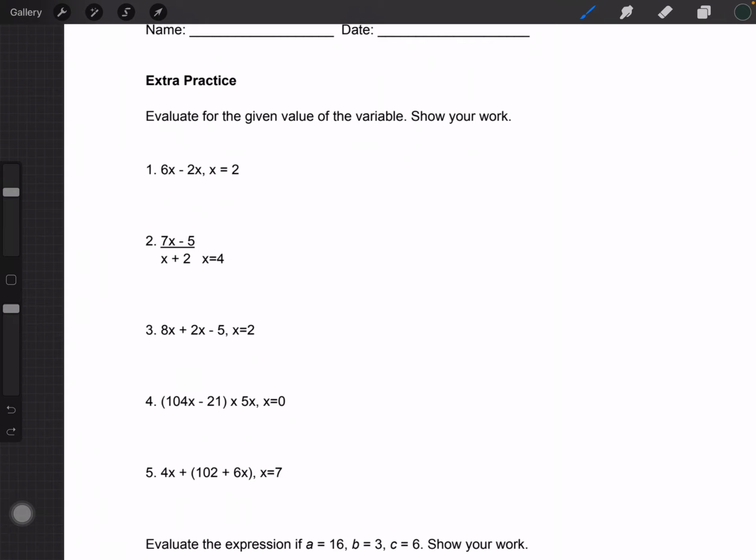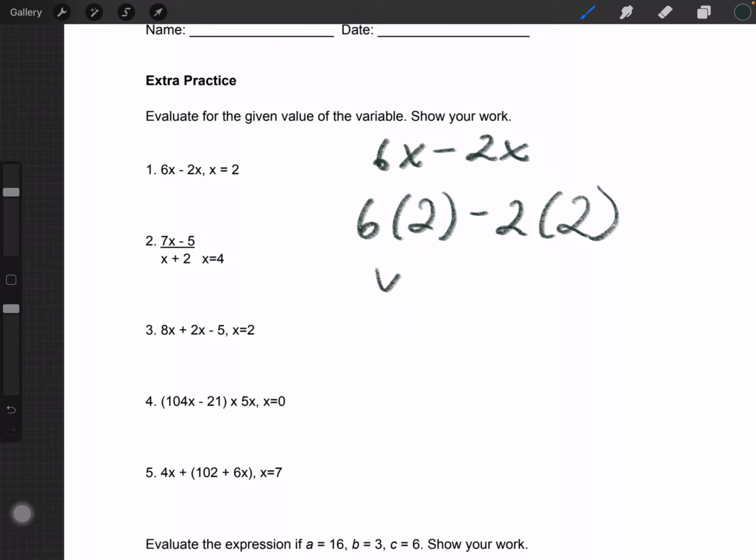So, for example, number 1 is saying 6x minus 2x, and they want us to evaluate this given that x is equal to 2. So what we want to do here is substitute it, because since x is equal to 2, we can substitute it like so. And this is equal to 12 minus 4, which gives us 8.